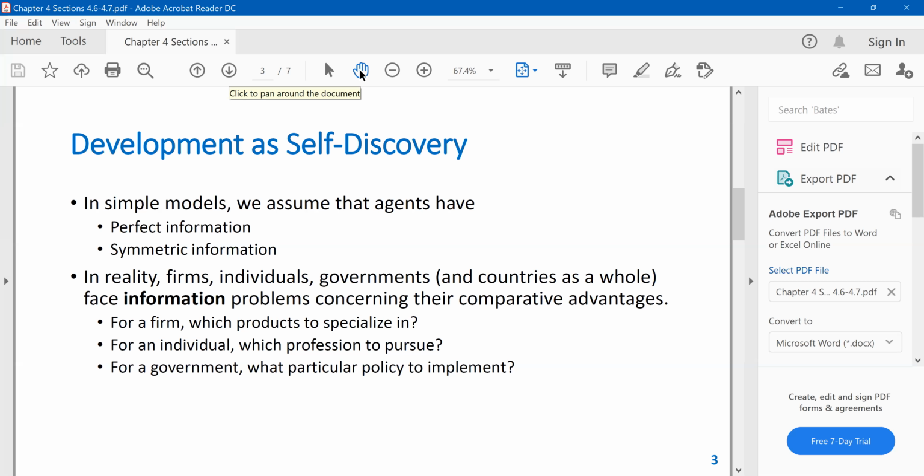Things like that. And then for the government, we also have relevant questions, because what particular policy to implement, what particular policy is welfare enhancing, what particular policy is growth enhancing, what particular policy is good for reducing inequality, what particular policy is good for alleviating poverty, etc., right? So there are a set of questions that a government needs to ask for self-discovery of what is not known.